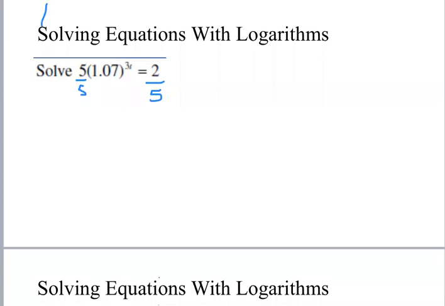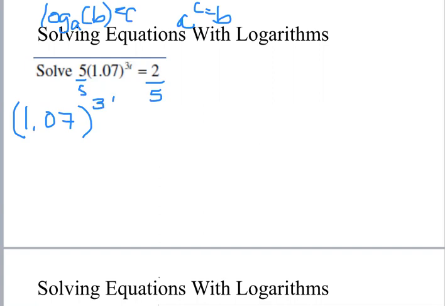Remember, log base a of b equals c is the same as a to the c equals b. But if we have other stuff, we need to get rid of it first. All right, so this leaves us with 1.07 to the 3t power equals 2/5. Now we can convert that into our log form.